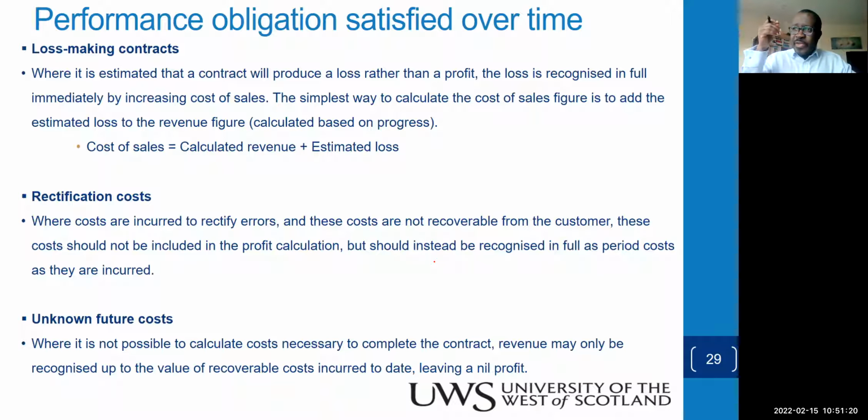I don't know the cost I will incur. So what I will do is equate my revenue to the cost up to date so that I get a nil, a nil profit totally. So let your revenue be equated to the recoverable cost that you think you will incur, that you would have incurred up to date.